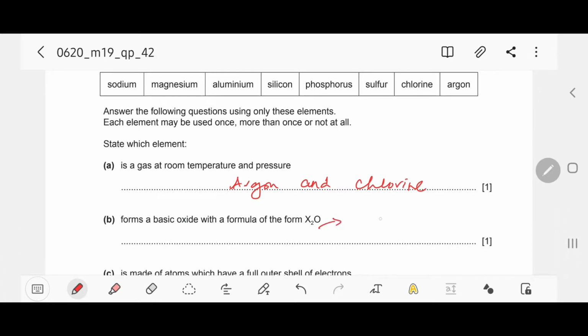Which element forms a basic oxide with the formula of the form X2O? In this I would like to comment that if it is written this way, the 2 is actually the charge of O, so we can write O negative 2. So we will look at the group 1 elements that bond with oxygen. Any element from group 1 works. I will choose sodium.